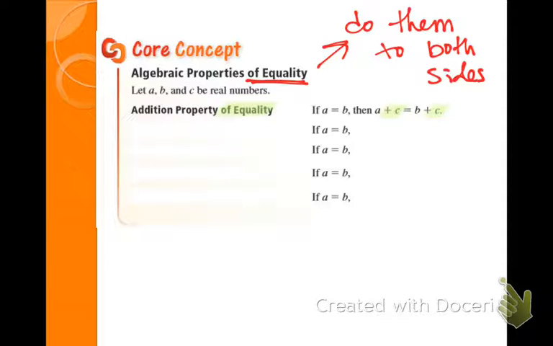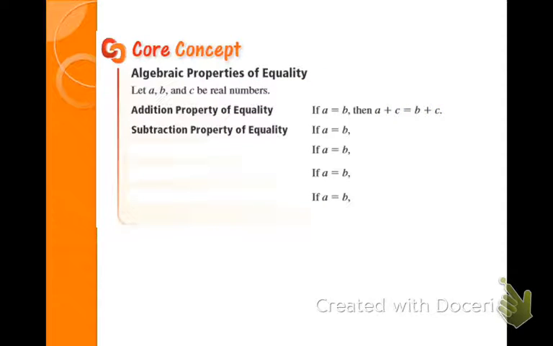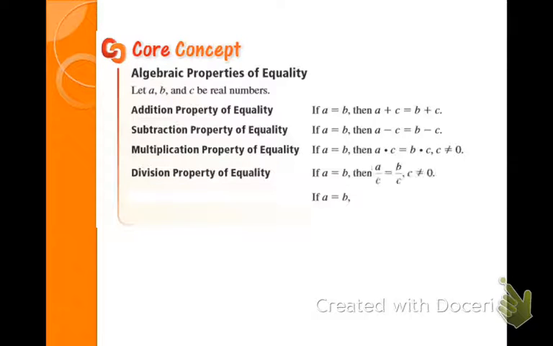Looking at your paper, what do you think the next property is? The subtraction property of equality. You can go back and highlight at the end. The next property would be the multiplication property of equality, and then the division property of equality.